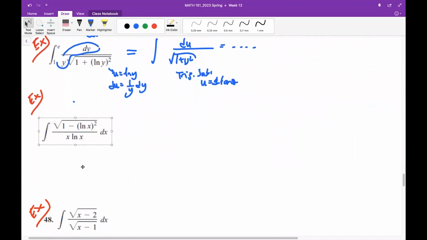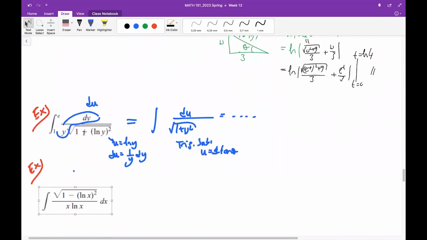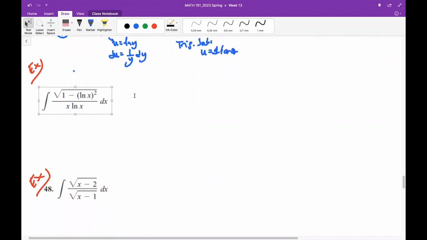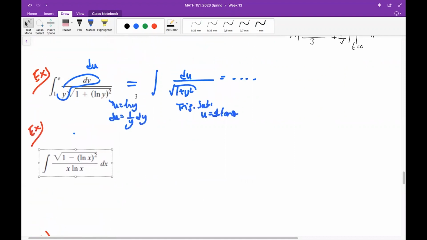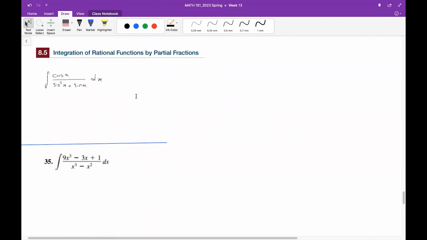Okay, and the remaining 2 examples are like that. So the last 4 examples are important. They are nice questions. You should solve them by yourself. They are exercises for you. If no questions, I want to move on with the last technique of today, which is called integration of rational functions by partial fractions. Okay, so we will practice the partial fractions technique in the remaining time.